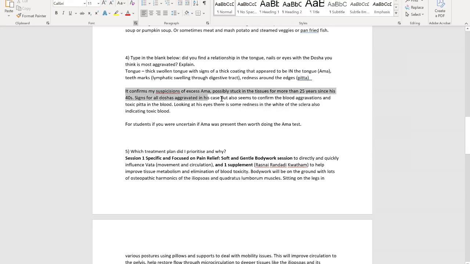Signs for all doshas aggravated his case, but also seems to confirm the blood aggravations and toxic pitta in the blood. Looking at his eyes, there is some redness in the white of the sclera, also indicating toxic blood as well. For students, if you are uncertain if armor was present, then it's worth doing the armor test.